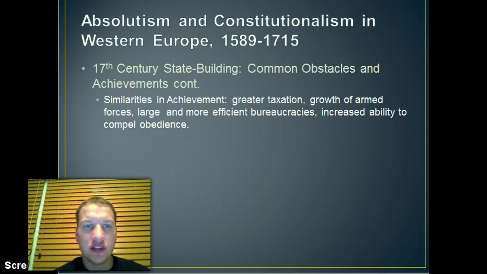Some other similarities are in achievements. We're going to see both constitutional governments and absolute monarchs have greater taxation. We're going to see a growth of their armed forces, large and more efficient bureaucracies. That's going to be a key, the growth of bureaucracy, the number of people serving the state as their job. That is their job to serve the state, and they are loyal to the state. An increased ability to compel obedience throughout their state, meaning they're able to exert their power.